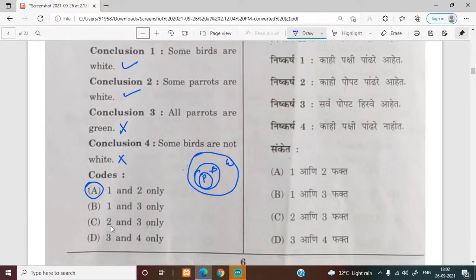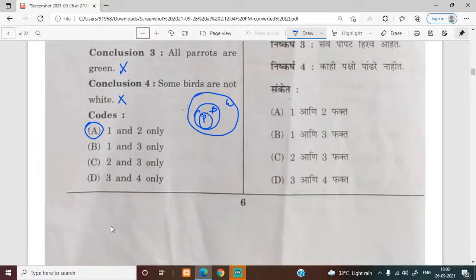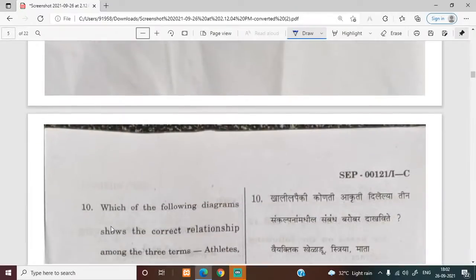Okay. Question number 9. Let's move on to the next question. Question number 10.